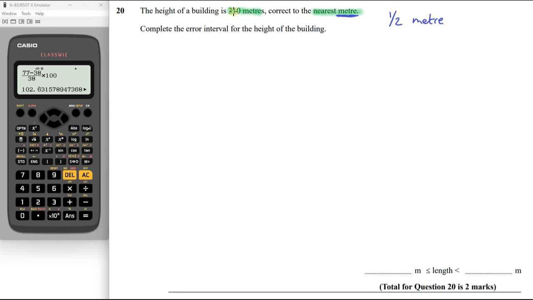So half a meter, 310 minus half is going to be 309.5, and 310 plus half a meter, well, that's going to be 310.5. So we don't actually need any workings out for this question. The upper and the lower bounds are always half of whatever units you've been given.